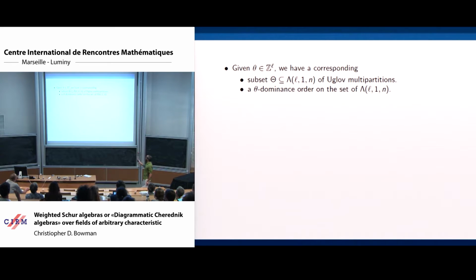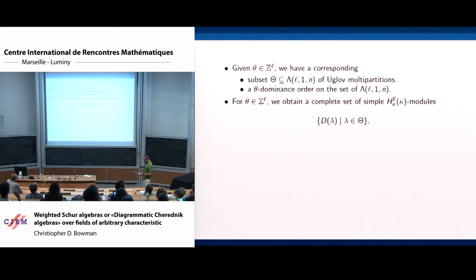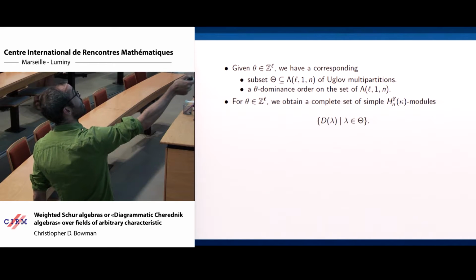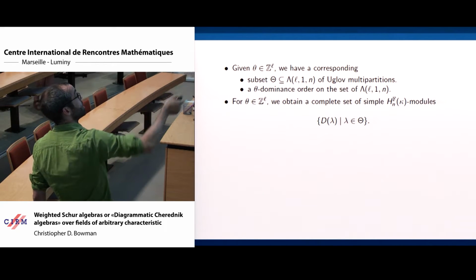Now, I said that I've got this important subset. I also inherit from this little theta an ordering on the set of multipartitions. And I call it a theta dominance order because it depends on theta. Now, for theta, one of these weightings, we're going to obtain a complete set of simple modules for my Ariki-Koike algebra, and I will denote these D^lambda for lambda in Theta.